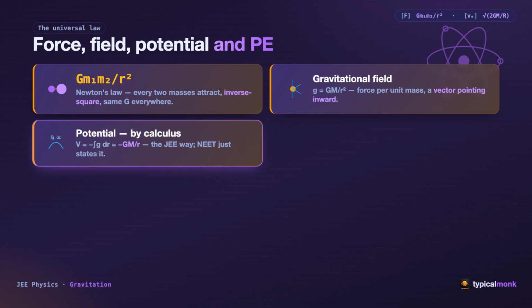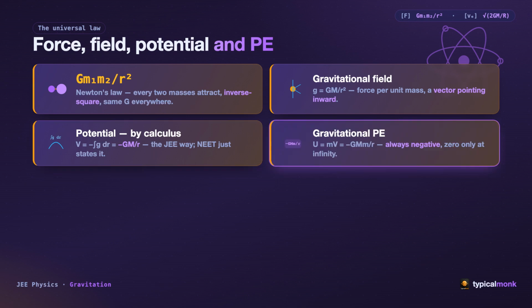Here is the calculus idea. The gravitational potential is the negative integral of the field with respect to distance, integrate g dr, and out comes V equals minus GM over r. This is exactly where JEE steps beyond NEET. And multiply potential by the mass placed there, and you get the gravitational potential energy, U equals minus GMm over r, always negative, and exactly zero only when the separation is infinite.